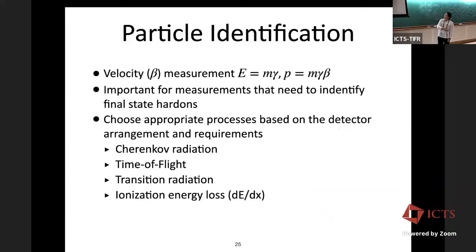Okay? All right, so the next detector type is particle identification, which is basically velocity measurement. And this is important, as I mentioned, especially when you need to measure the final state hadrons. Depending on your requirements, what the limitations are, how your detector is arranged, and how much space you have, you can choose which detector to use based on which process. Okay? So there is Cherenkov radiation, time of flight, transition radiation, and radiation energy loss, which we talked about.